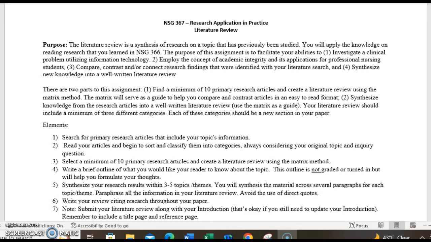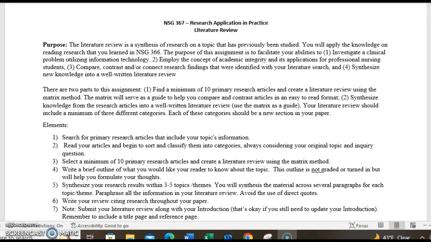Now, the literature review is a synthesis of research on a topic that has previously been studied. I understand that in Nursing 366, each of you had the opportunity to identify a clinical problem and perhaps to begin investigation of that clinical problem. What we need to do is take that clinical problem, identify a clinical question, and dive into the literature to answer that question.